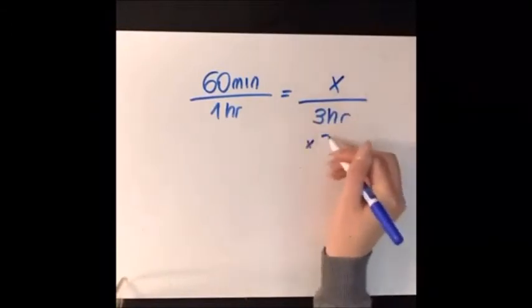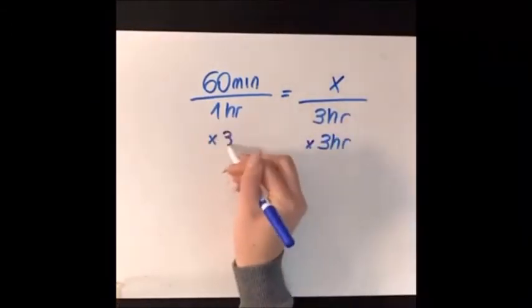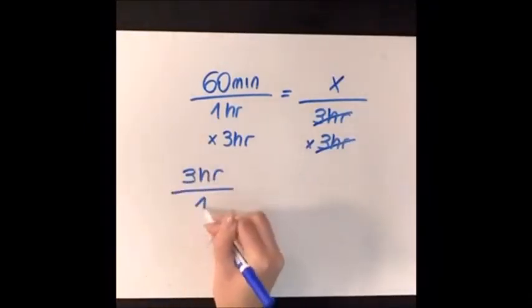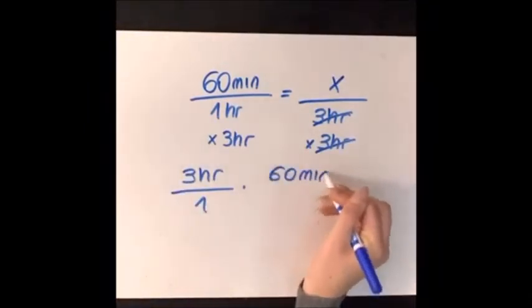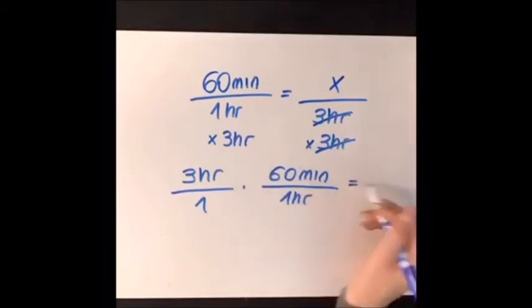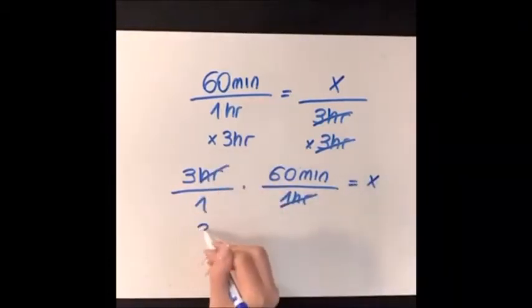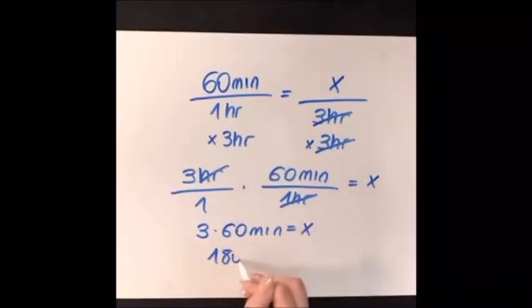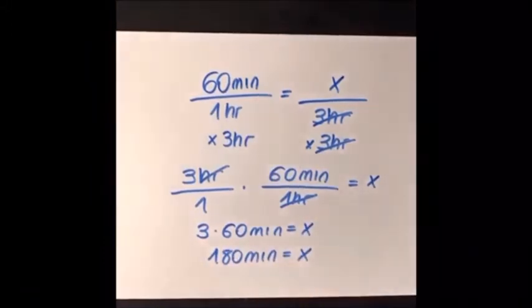Once you have this equation, you multiply 3 hours to both sides to get x by itself. Once you do this, you end up with 3 hours over 1 times 60 minutes over 1 hour equals x. Now you cross out the hours to get minutes by itself and end up with 3 times 60 minutes equals x, which equals 180 minutes.